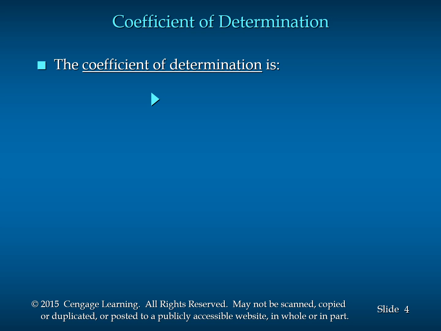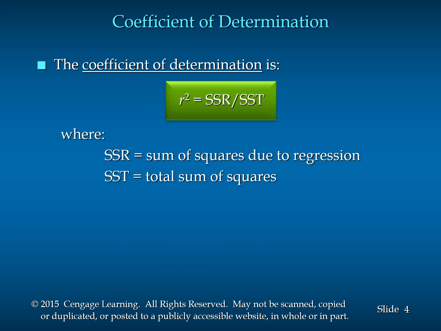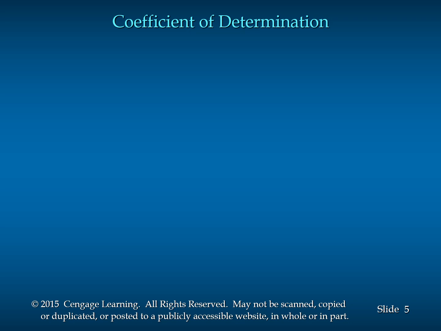The value r squared is called the coefficient of determination. R squared is simply the sum of squares due to regression divided by the total sum of squares. For the data on car sales and ads, we can calculate a coefficient of determination to be 0.87.